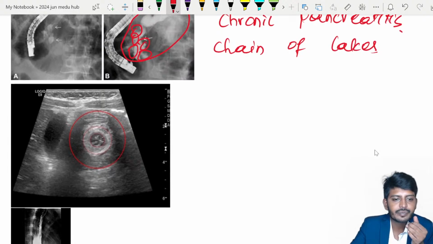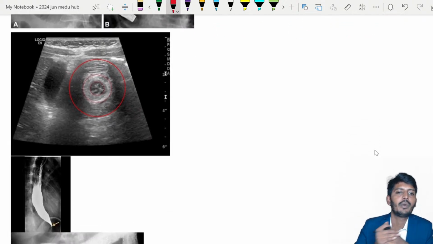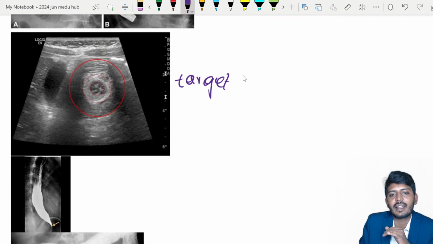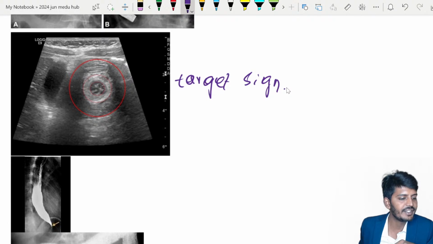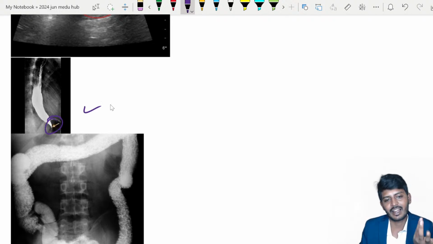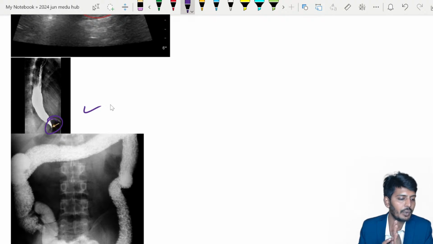Okay, then here we have one more interesting image. This is an ultrasound. It is creating a target-like sign. We'll call it a target sign. The target sign is seen with which disease? Intussusception. And here again we have the bird beak appearance. Bird beak appearance is seen with, yes, we already discussed, achalasia cardia.